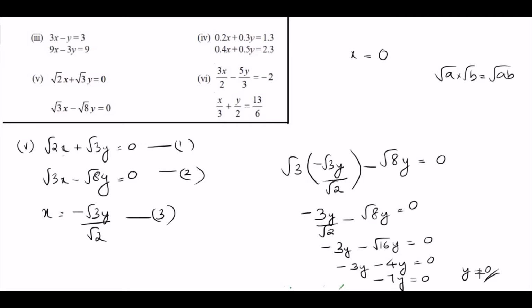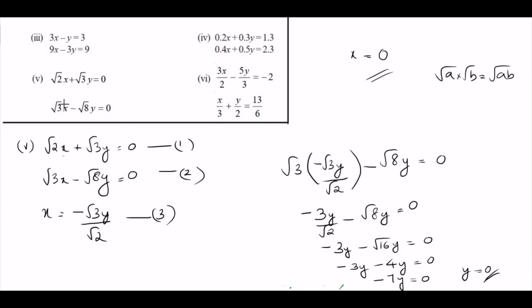Now substitute this value of y in the third equation. So you get x is equal to minus root 3 into 0 by root 2. So you get this whole value as 0. So x is equal to 0. So y equal to 0 and x is equal to 0 is the solution for this pair of linear equations.